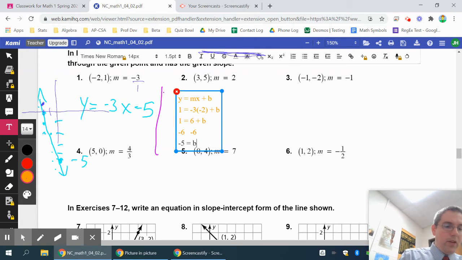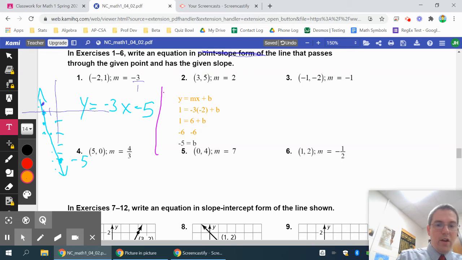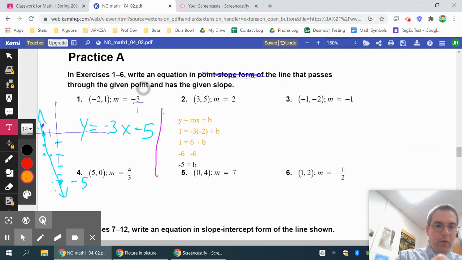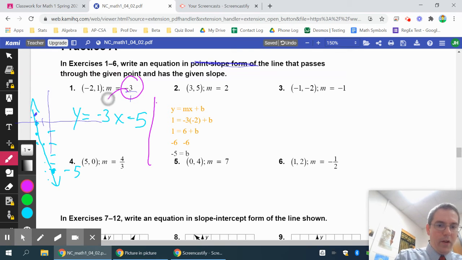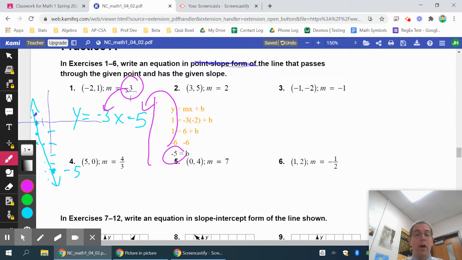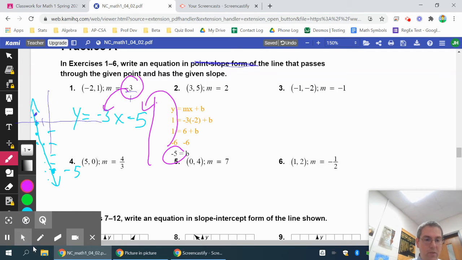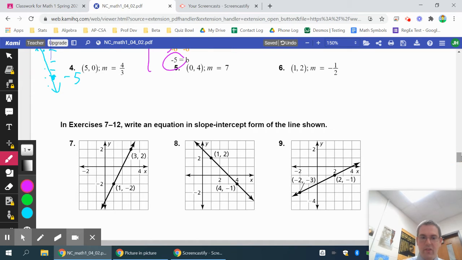Notice doing it this way, you get the same answer as you did earlier. You still have to put the -3 that they gave you in front of the x, and then the -5 you figured out goes on the end. So whether you use the graph to get the y-intercept or whether you use this equation, you should get the same answer either way. I'm going to work one more that has a fraction. I guess I'll pick on number 6 since it has a fraction.